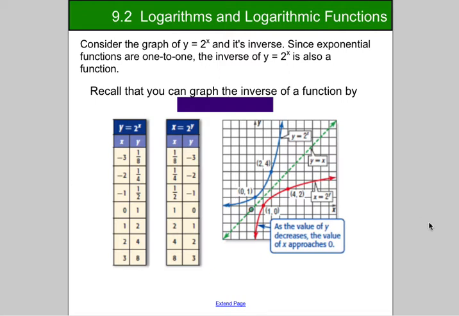Hello class and welcome to section 9.2, Logarithms and Logarithmic Functions. Today we're going to go ahead and discover what logarithmic functions are.